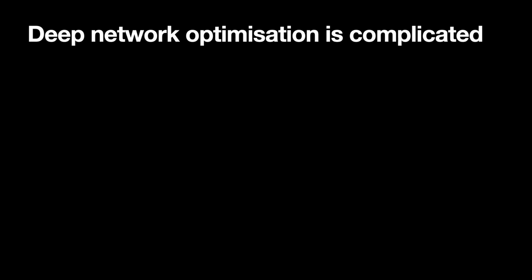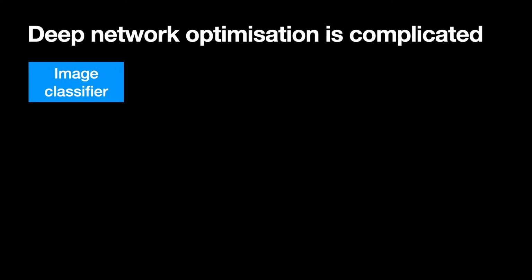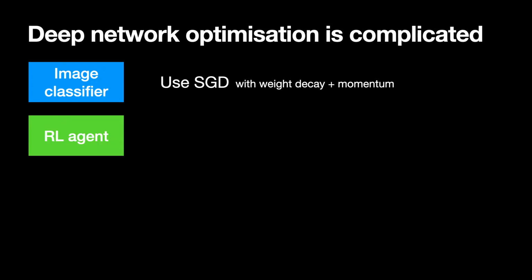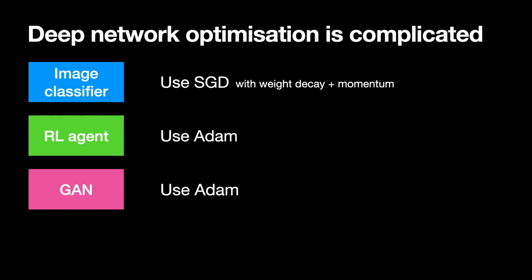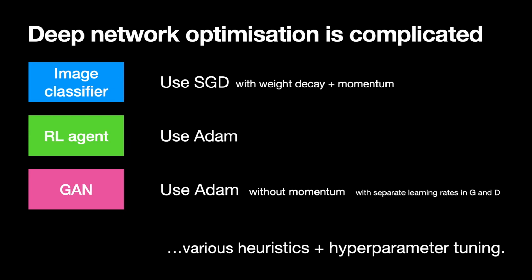Deep network optimization is complicated. To give a few examples, to train an image classifier, you'd use SGD with tuned weight decay and momentum. But to train an RL agent, you'd use Adam. And to train a GAN, you'd use Adam, but you'd switch off momentum, and you'd use separate learning rates in the generator and discriminator. In short, there are various heuristics, and there's lots of hyperparameter tuning.